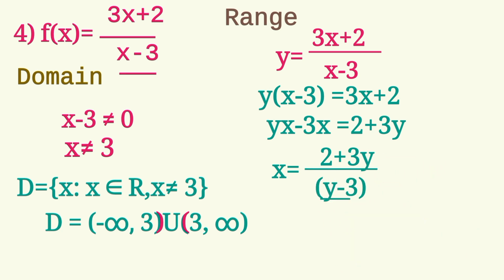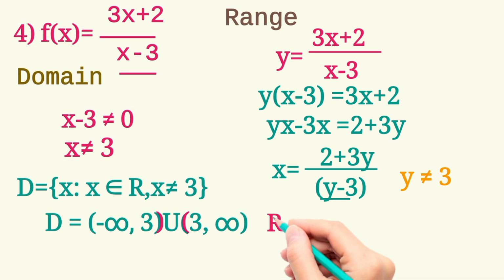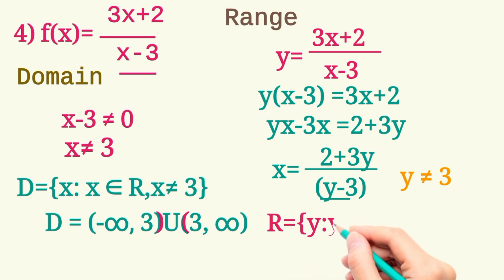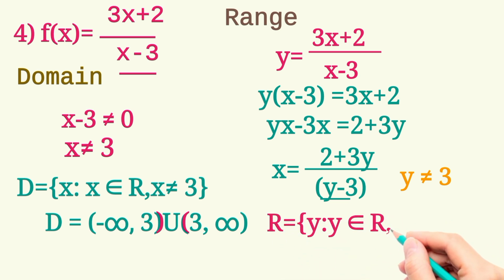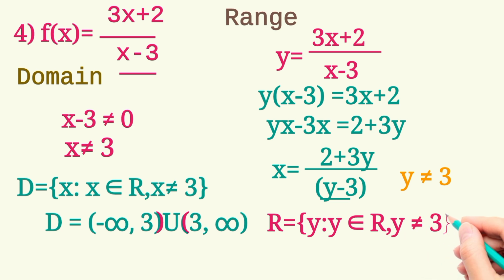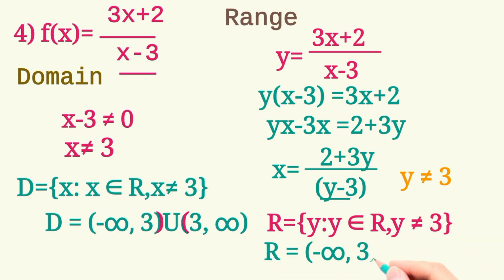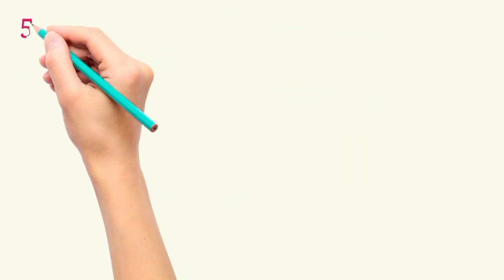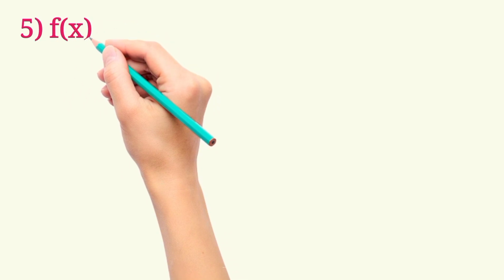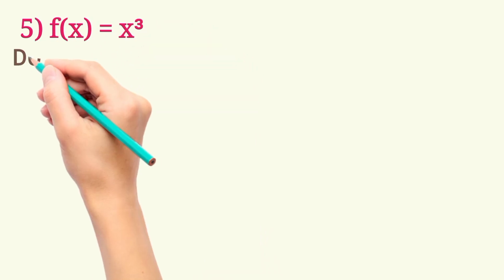Here we have y minus 3 in denominator. So y minus 3 should not be equal to 0. That is, y should not be equal to 3. Otherwise denominator will be 0 and x will be undefined. So range will be y such that y belongs to R, where y is not equal to 3. Or range of the function is minus infinity to 3 union 3 to infinity, where 3 is not included in the range. Now question 5 is f(x) is equal to x cube.